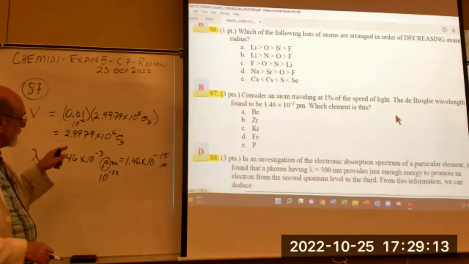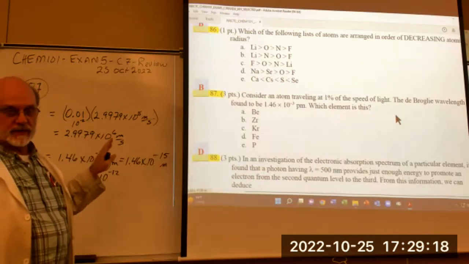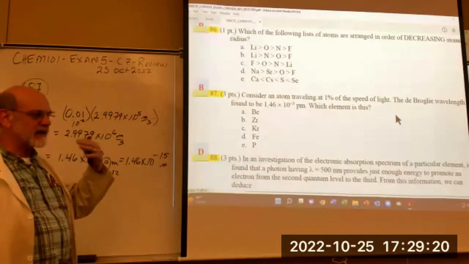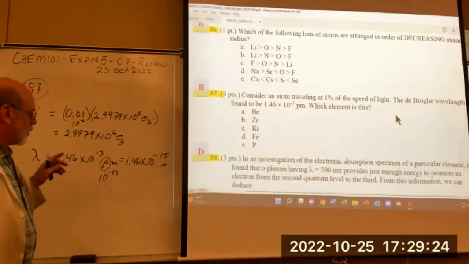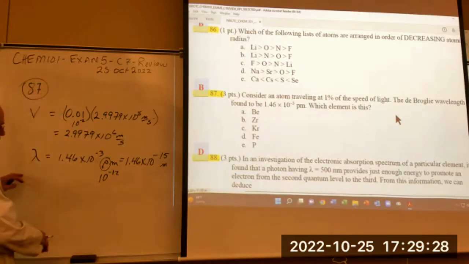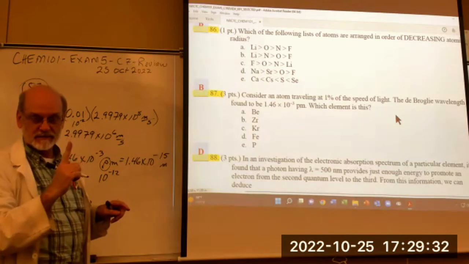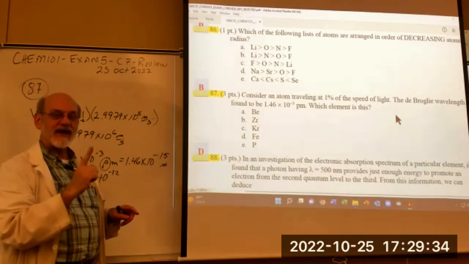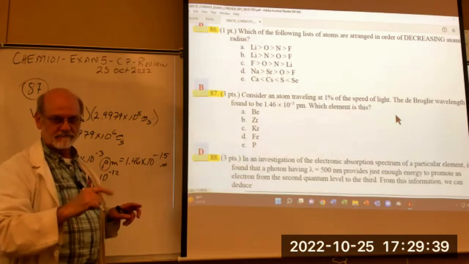All right, so we're going to need, I don't see any way we can find the atomic number from this. There's nothing in there that indicates protons or electrons. So what we're aiming for is the molar mass. This is all relative to a single atom. So if we can find the mass of a single atom, we can find its molar mass.